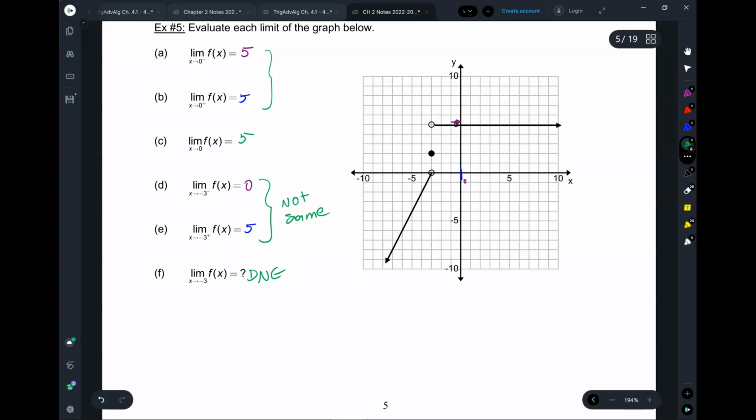we say the limit at x equals -3 is DNE, which means it does not exist. You cannot write undefined. You cannot write no solution. You say DNE, and please, just capital DNE.